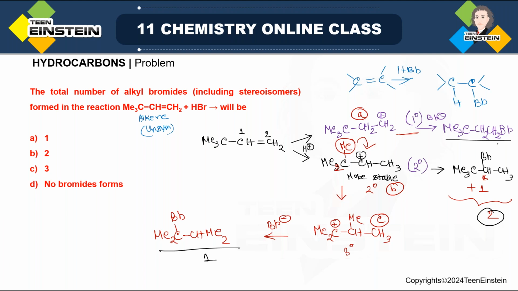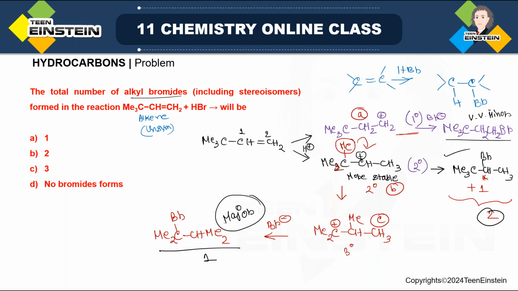And if you consider this one, actually this one is minor, this will be major. But if you do not follow Markovnikov, then this is very, very minor. But as it is mentioned, it is asking for the total number of possible alkyl halides. Suppose if you consider it, the answer will be 4. But 4 is not given in the options. So you just have to omit this one.